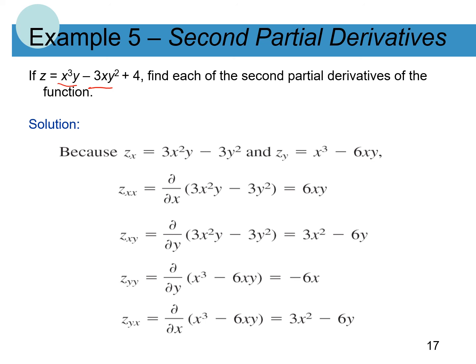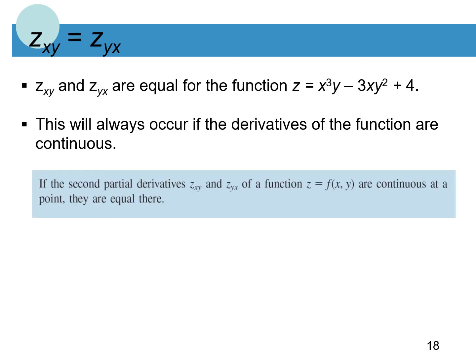Then for zyx, we have to look at the first derivative with respect to y, and then derive it again with respect to x. Therefore, d over dx of x cubed minus 6xy is equal to 3x squared minus 6y. And then based on the partial derivatives, sometimes you will see some equations give the result that zxy and zyx are the same.